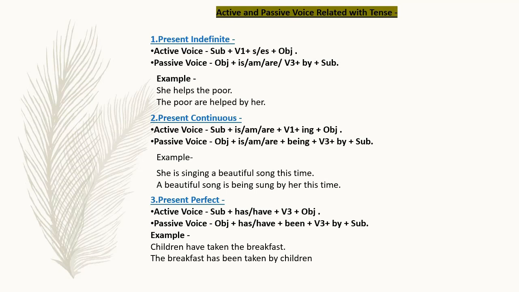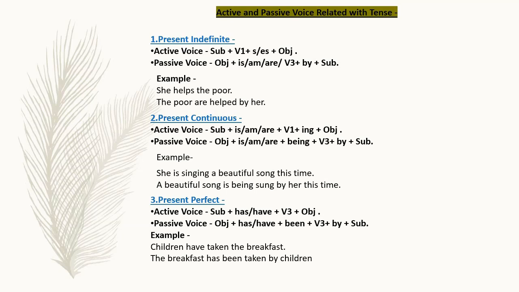Now moving on to the next part, that is present continuous. What is the general structure for present continuous form? That is subject plus is/am/are plus V4, V1 plus ing, the V4 form of the verb, plus object. What would be the passive form? Definitely the subject would become the object and the object would become the subject. Then we are going to use a helping verb plus, in this case, always remember, BEING will be added in case of present continuous form, and then you are going to add V3 plus by plus subject.